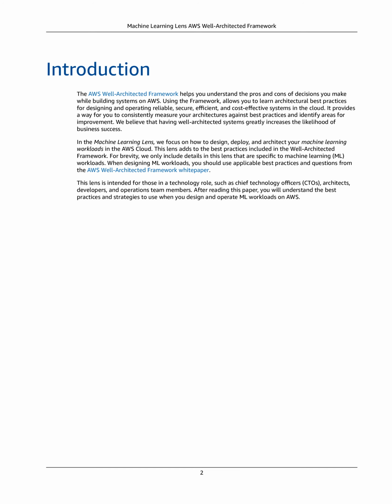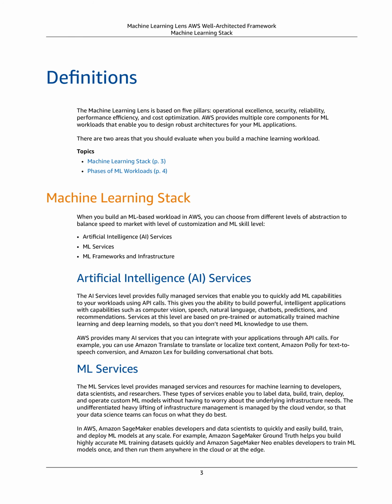This lens is intended for those in a technology role, such as Chief Technology Officers (CTOs), architects, developers, and operations team members. After reading this paper, you will understand the best practices and strategies to use when you design and operate ML workloads on AWS. Definitions. The machine learning lens is based on 5 pillars: operational excellence, security, reliability, performance efficiency, and cost optimization.